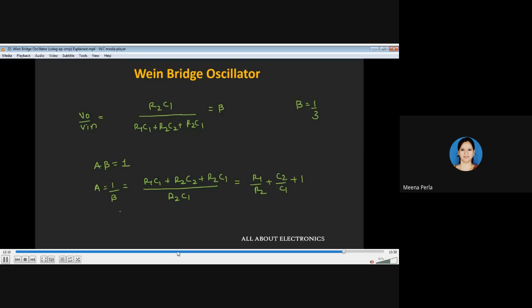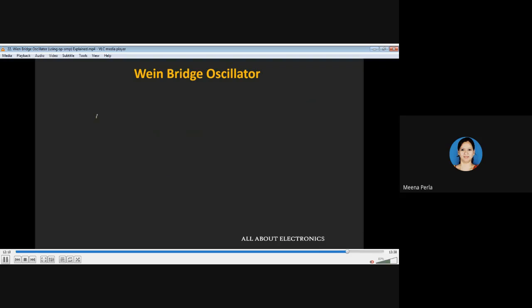So here, the gain of this op-amp will be equal to 1 plus R4 by R3, because it is configured in the non-inverting configuration. So we can say that A is equal to 1 plus R4 by R3, which should be equal to R1 by R2 plus C2 by C1 plus 1. Or we can say that R4 by R3 should be equal to R1 by R2 plus C2 by C1. So this is the condition which should be satisfied for sustained oscillation.